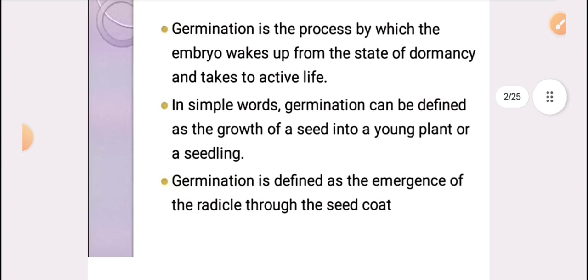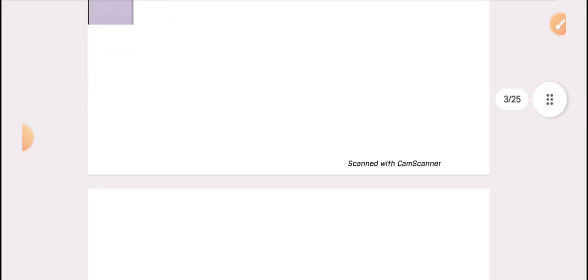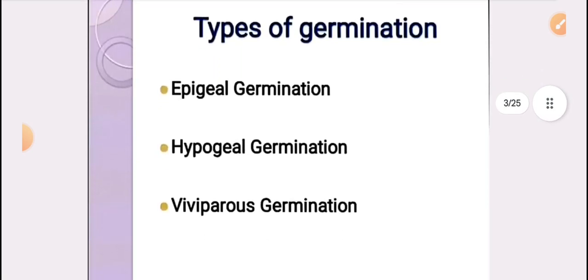Germination is defined as the emergence of the radicle through the seed coat. That means emergence of plumule and radicle from the seed is called seed germination. The types of seed germination: there are three types of seed germination: epigeal type, hypogeal type, and viviparous type of seed germination.